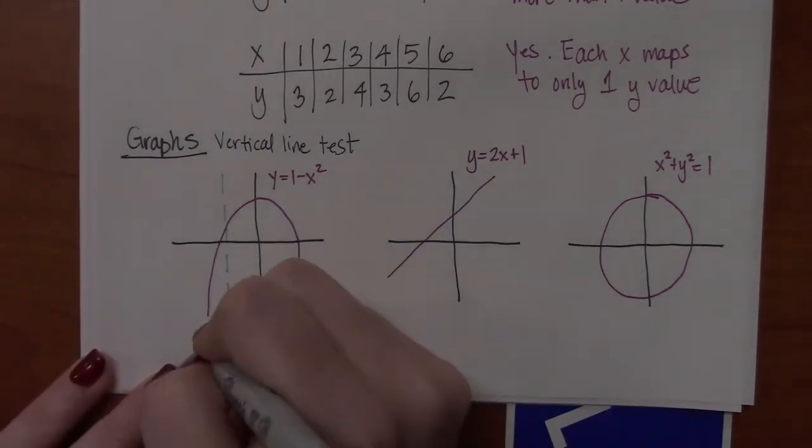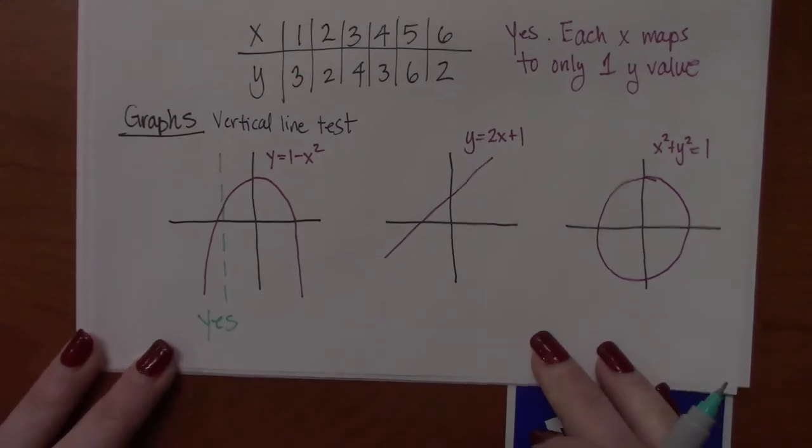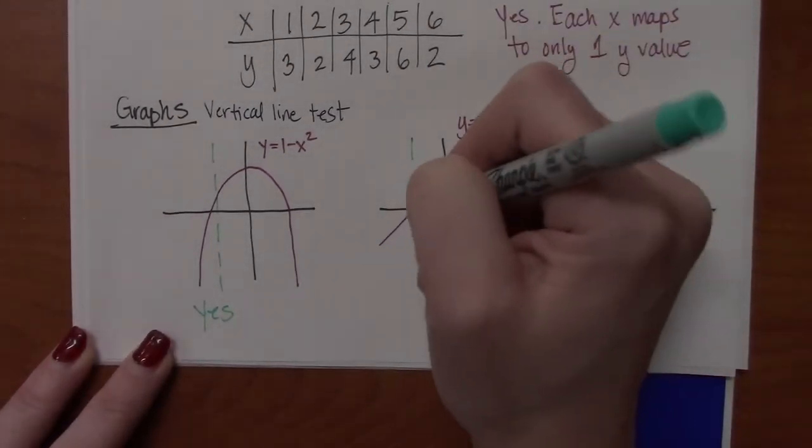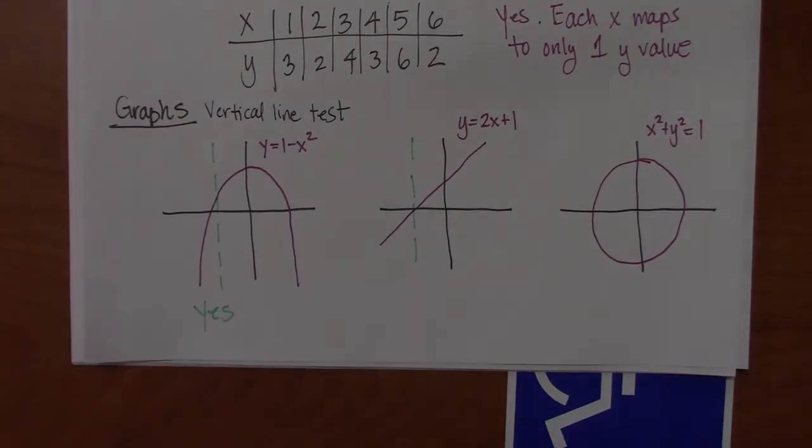So this is clearly a function, right? Because it never intersects the graph more than once. If we look at this equation of a line here, clearly you can slide it across, and that's even more clear. You can see that this is in fact a function.